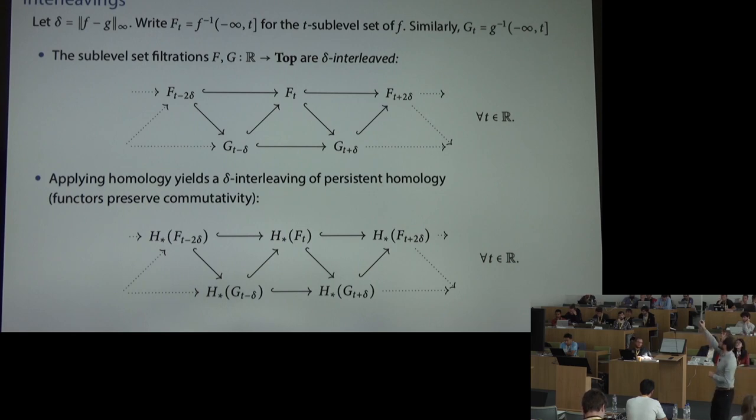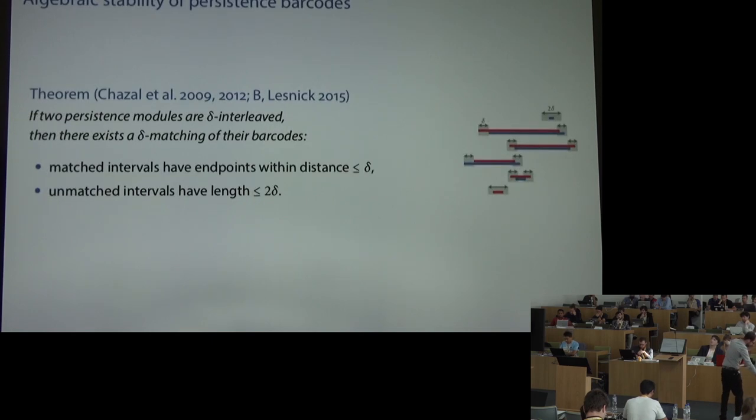So immediately, I know if two filtrations are delta interleaved, if the interleaving distance between two filtrations is at most delta, the same thing is true for their persistent homology. That's one of the stability statements. Passing from filtrations to persistent homology is stable, with no proof, right? It's just because I can apply functors, and they preserve commutative diagrams. That's great. So we would like to prove everything in that way, not having to prove anything, for free. But that's not going to work anyway. But that's the core of the stability statement.